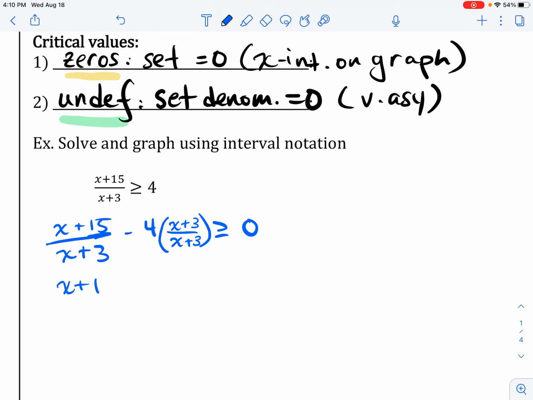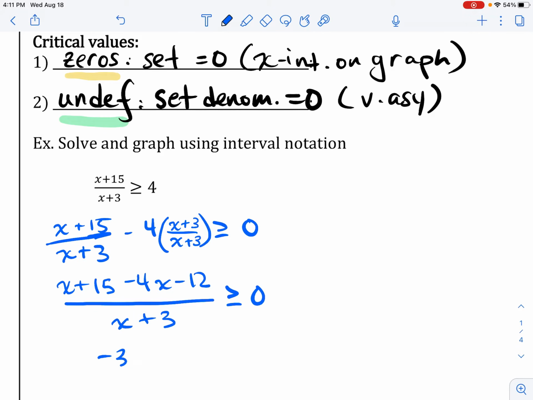So I got x plus 15. If I distribute this negative 4, I got negative 4x minus 12. And remember, all of this is over x plus 3, and this is greater than or equal to 0. And I can clean this up a little bit. I can say, all right, x minus 4x, that's negative 3x plus 3 over x plus 3. So I've now successfully gotten 0 on the right-hand side and written this as a single fraction.